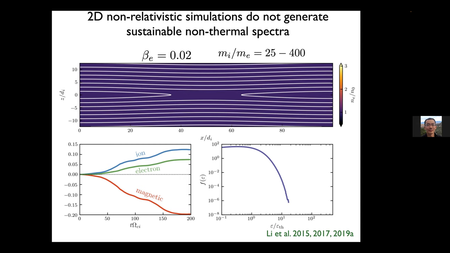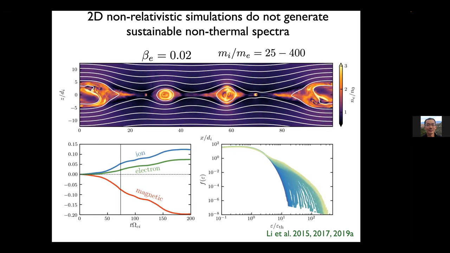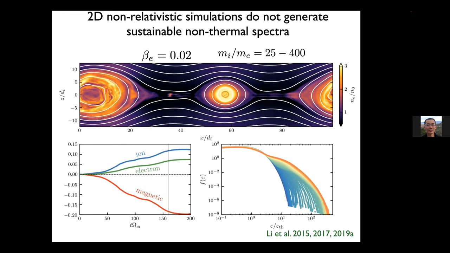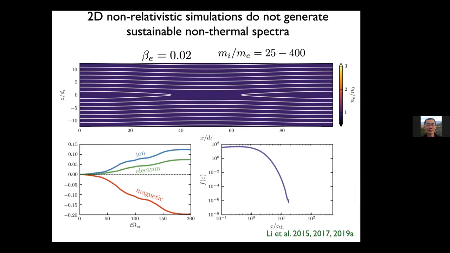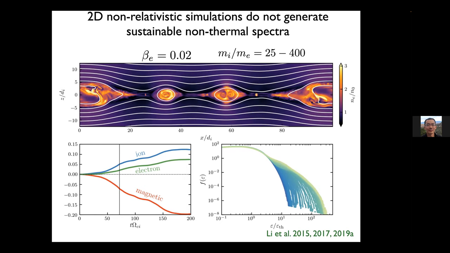On the top is the particle density. The bottom left is the energy of different parts: the change of the magnetic energy is going negative, as it is converted to ion and electron energy. And on the right is the energy spectrum distribution. When we run the simulation, we find a lot of energetic particles being produced, and there is a time where you can probably argue we may generate a non-thermal power law, but that power law gradually becomes curved, which seems to suggest high-energy particles have trouble getting efficient acceleration. What we find is that a lot of particles are trapped in those big islands.